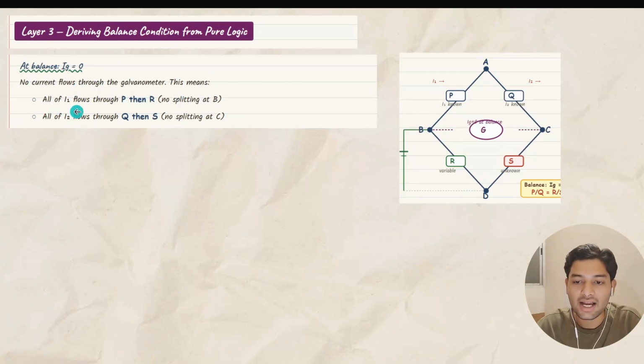This means all of I1 flows through P then R. So we are not providing current to the galvanometer. There is no splitting at B. At the junction at B, there is no splitting of the current. All of I2 flows through Q then S, with no splitting at C either. So we have I2 in the A to C to D wing, and the A, B, D wing has I1 flowing in the same direction. Do not confuse that.